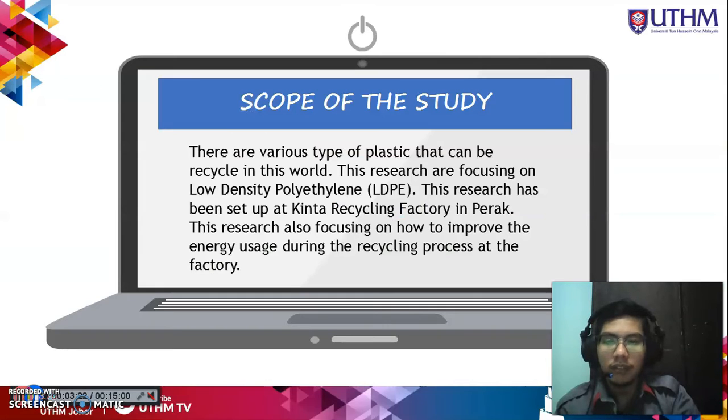Okay, the scope of my project is, there are various types of plastic that can be recycled in this world. This research is focusing on low density polyethylene, LDPE. This research has been set up at Hinta Recycling Factory in Perak. This research is also focusing on how to improve the energy usage during the recycling process at the factory.